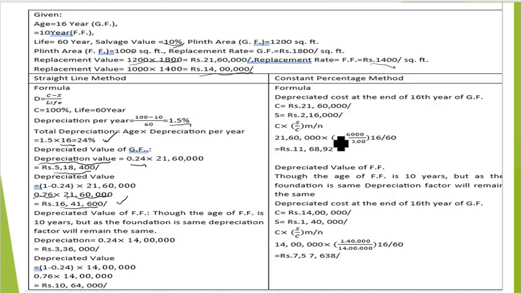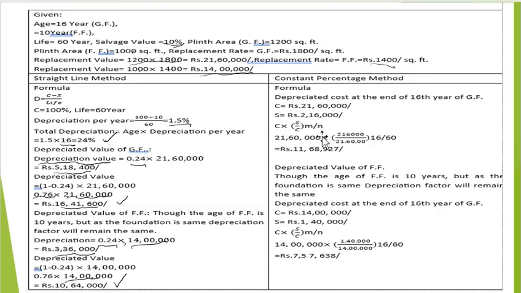Similarly, you find out the value of the first floor. Here we have already discussed that the foundation is the same, so the same percentage of 24% will be applied on this amount. 24% of 14 lakh means 3 lakh 36,000. So 24% has depreciated, which means the balance is 76% of 14 lakh, 10 lakh 64,000.